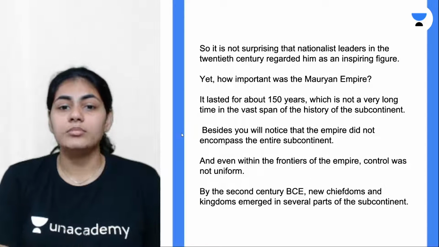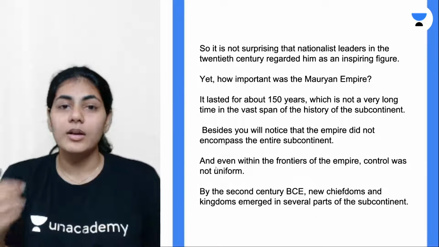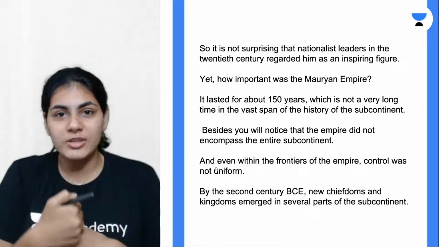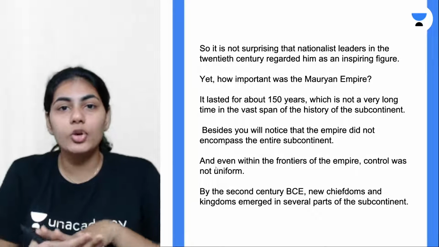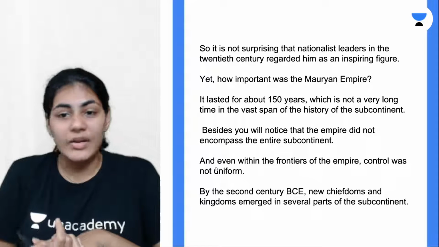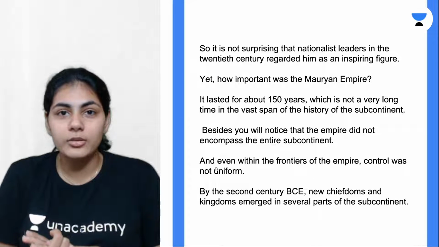And even within the frontiers of the empire, control was not uniform, right? As I was saying, if you move away from the center, the importance and the control started decreasing. So definitely there's no uniformity. Then why should we call it great and powerful?